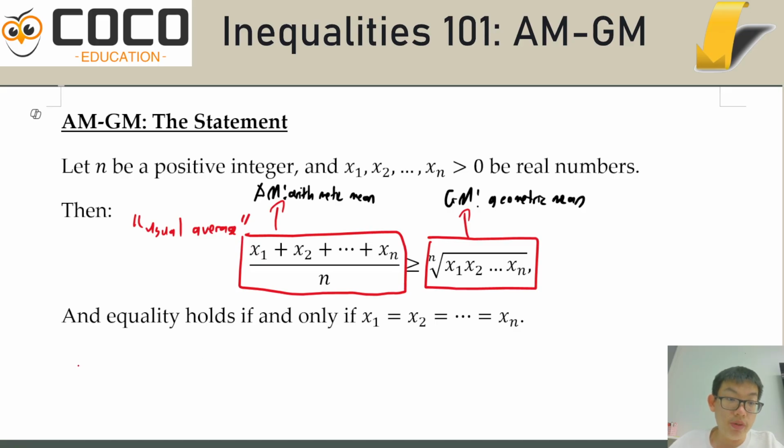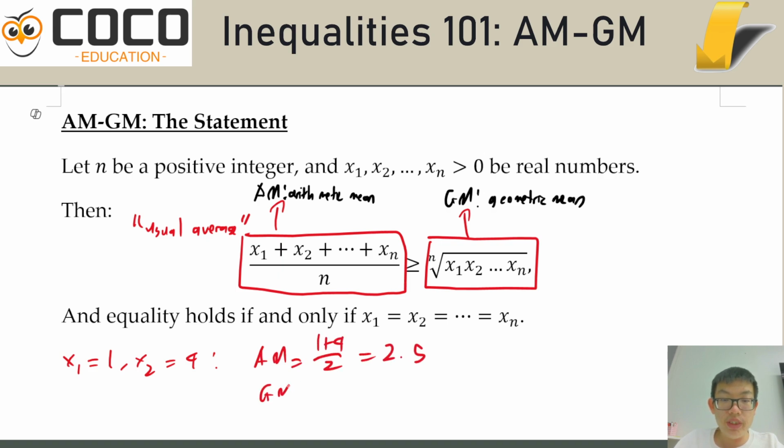For example, if I take the numbers x1 is 1, x2 equals to 4, the arithmetic mean is 1 plus 4 over 2, which is 2.5, and the geometric mean is the square root of 1 times 4, which is 2. So indeed, the statement that the arithmetic mean is greater than or equal to the geometric mean is satisfied in this one example.